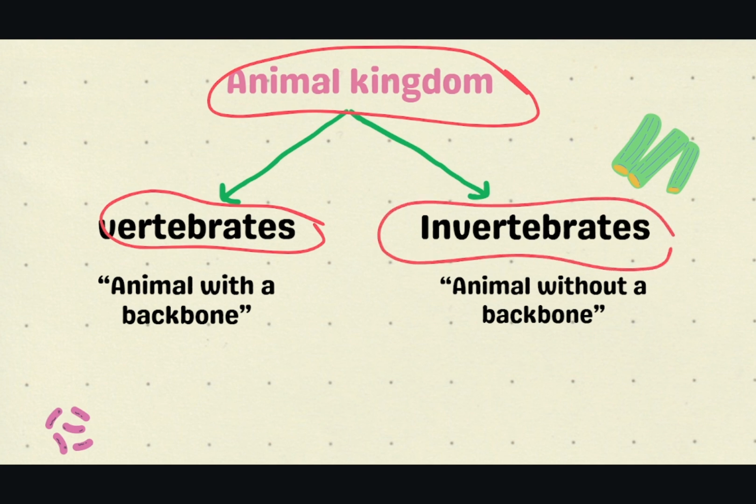Invertebrates are those animals that do not have a backbone. And vertebrates, just like us, have a backbone, so we are a part of the vertebrate group of animals. So these are all the animals that have a backbone.